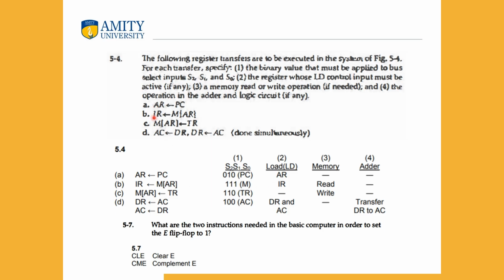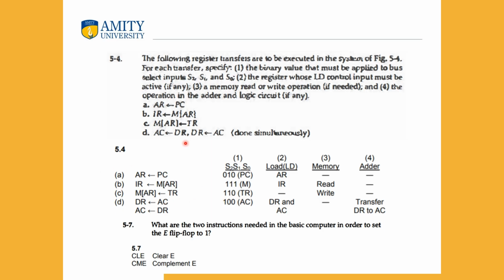Finally, since we are loading it onto the IR register, the load of IR will be set to 1 or active. In C part, again we are copying data from TR into the memory. So at this point, we will be connecting the temporary register to the bus, and temporary is connected using the select outputs of 110. Since we are not loading it into any register, there is no load option, but we are writing it onto the memory. Hence the write function for the memory will be set to active, and then data from TR will be written into the memory.